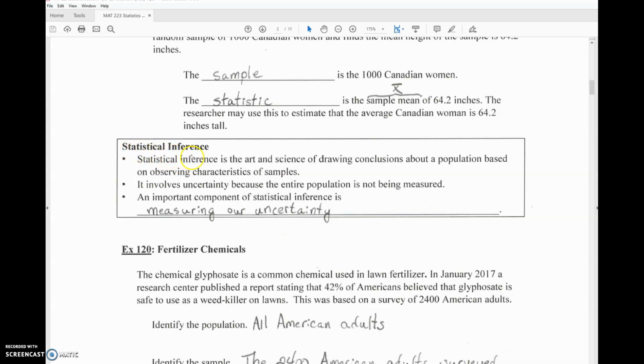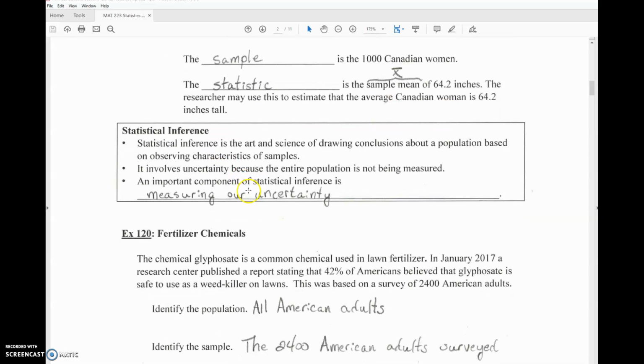So what is statistical inference? Statistical inference is the art and science of drawing conclusions about a population based on observing characteristics of samples. It involves uncertainty because the entire population is not being measured. An important component of statistical inference is measuring our uncertainty. So by using those 1,000 Canadian women, we'd like to be able to demonstrate how uncertain we are when we give an estimate that the average Canadian woman is 64.2 inches tall.